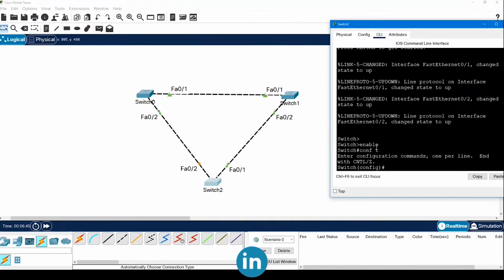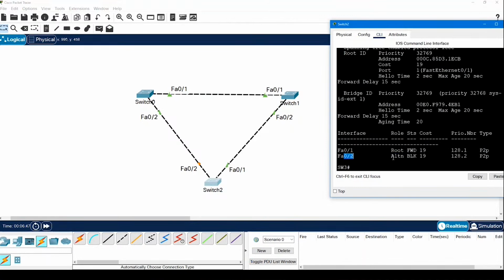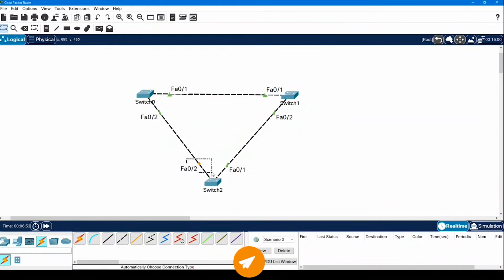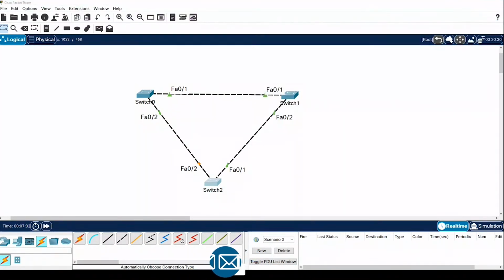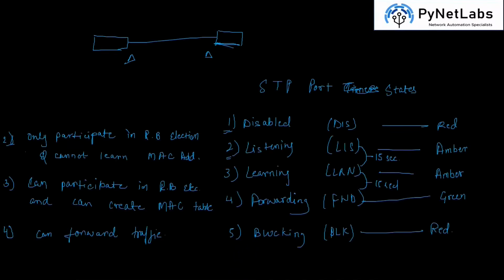Then after that we have FA02 as alternate and the state is blocked. So that will remain like this only and it will not be used to share traffic. So that was all about spanning tree. Now let's take an example of 4 switches as well to make you guys understand this more clearly.